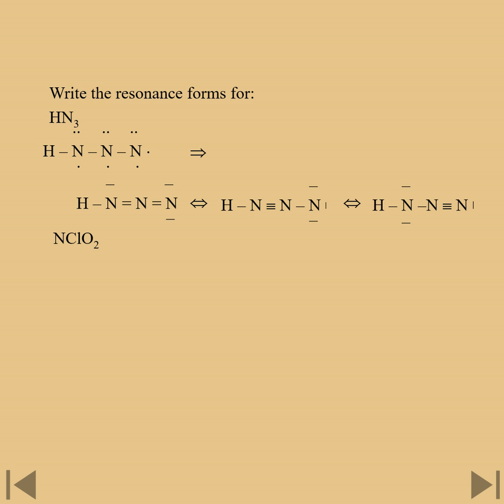So there are the 3 resonance structures for azoic acid, and this is about as challenging as it's going to get. Normally once you have one, the others just fall right into place. There's a little bit more work with this one.